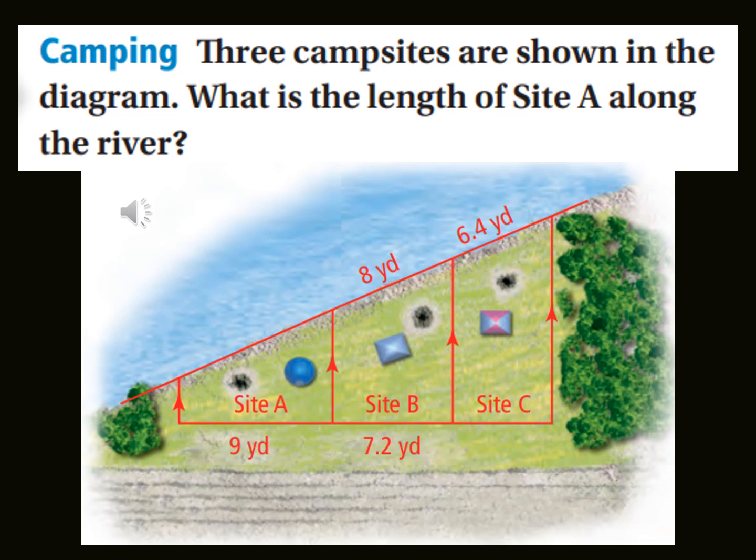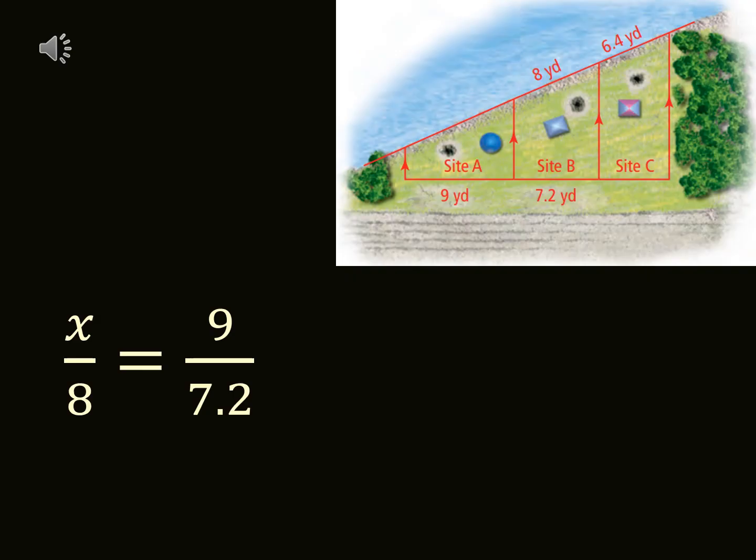Well, what we want to do is find things that go together and that include what we're trying to get in this problem. Since we're trying to find out about campsite A along the river, it's basically the top left that would be our x in this picture. And I can look at the left part and the middle part and come up with x over 8 from the top and 9 over 7.2 from the bottom.